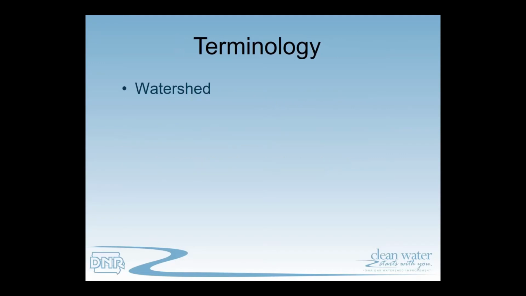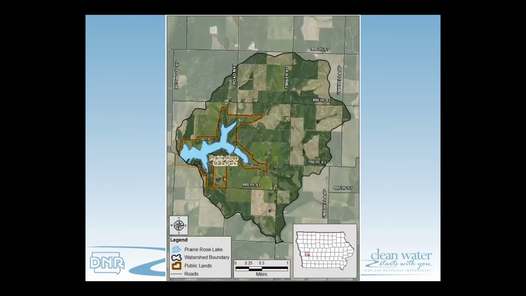A couple of things that we wanted to talk about is just some basic terminology that is really important for our program. The first definition that I wanted to talk about is the word watershed. To help us do that, I pulled a map from the document, and Andrew's going to be showing this here in a little bit as well. This is a watershed map of Prairie Rose Lake.